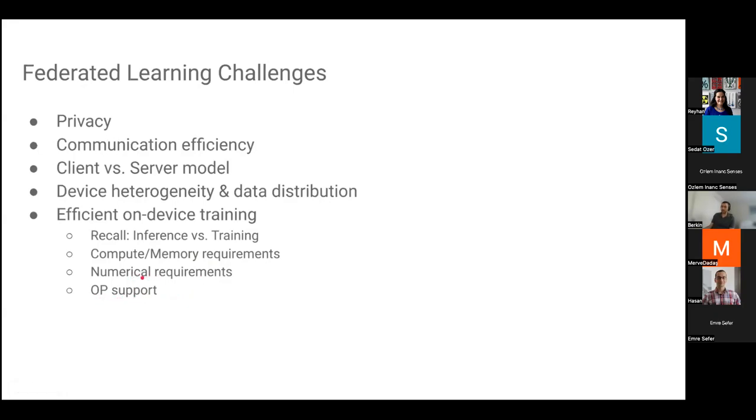I mentioned quantization, right? Inference generally happens in a quantized form, but doing training in a quantized form is extremely challenging. So these accelerators may have to support full floating point arithmetic to be efficient. A lot of challenges in this direction.